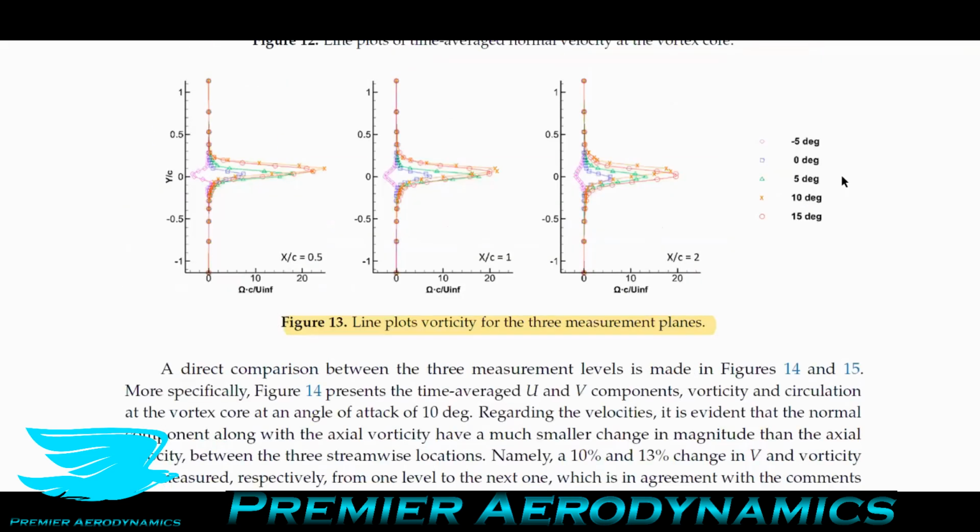And then they also plotted the vorticity at these 3 planes, the maximum vorticity. And what they found was, as you increase angle of attack, the vorticity does increase in these vortices up to 10 degrees. At 15 degrees, the maximum is not really that much greater. In fact, it may be even a little bit lower, and that's because of a little bit of stall occurring.